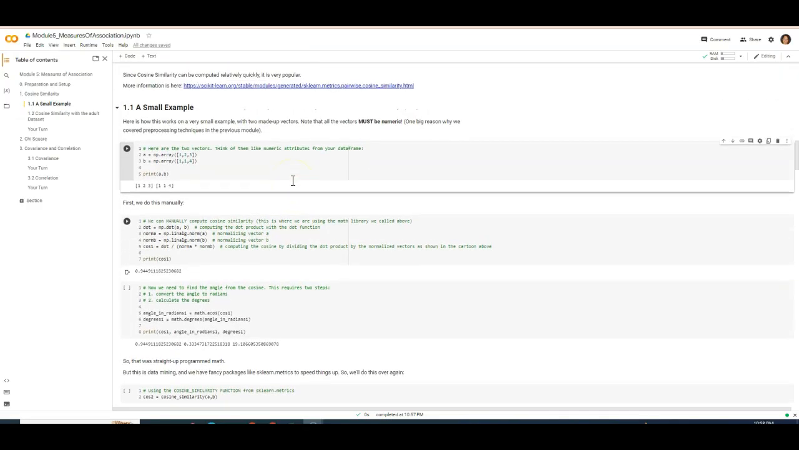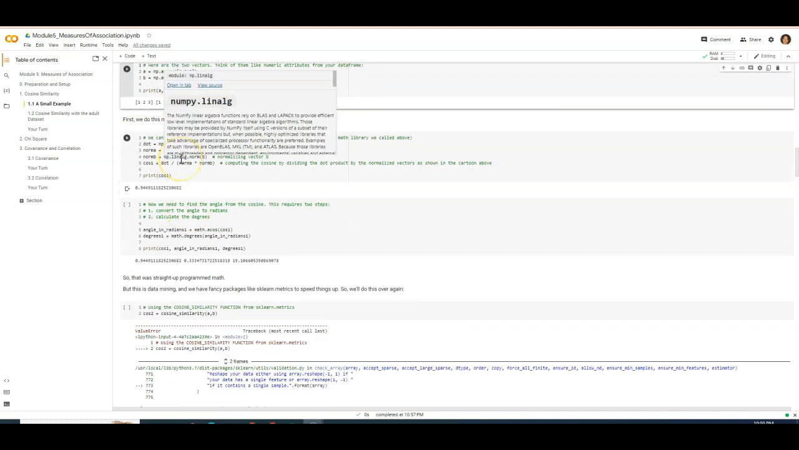So now let's look at what this looks like in Python. We're first going to do a small example, and then we're going to go to the adult data set. So here's a small mathematical example. We have a vector A and a vector B. Our vector A is a NumPy array of 1, 2, 3, and the vector B is a NumPy array of 1, 1, 4. So here are the two vectors here.